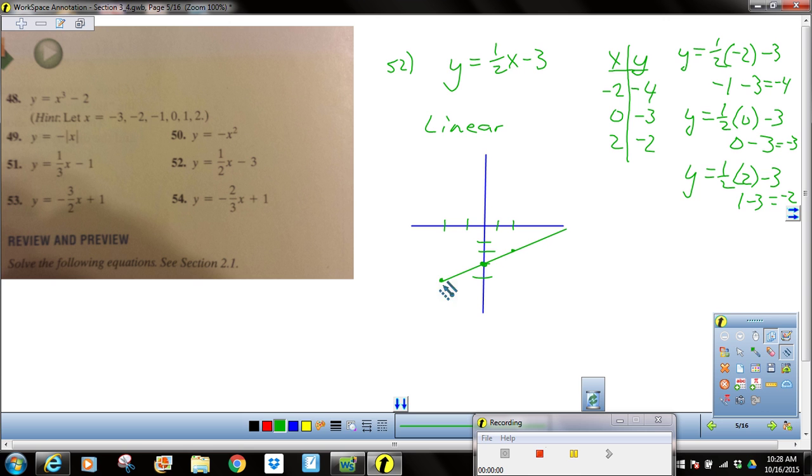And as I was saying earlier, if we had done this using slope-intercept form, we would have started at -3, and every time I move over, it would have gone up a half. And you can see that's what's happening. So another way you can do the slope is up 1 over 2. But anyway, that's it for number 52. Now we'll do number 54.